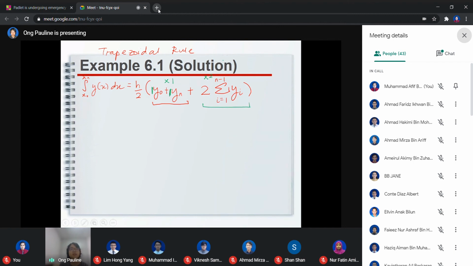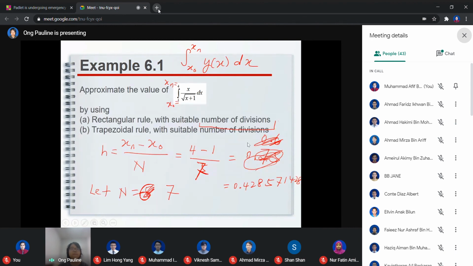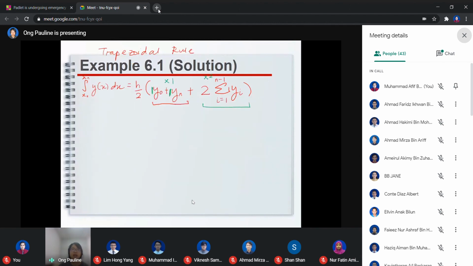Now the question says that we can use a suitable number of divisions. Previously we let n be 10, so now we can choose another value for n. Maybe I would like to let my n be 6, because the smaller n that I choose, the fewer calculations I need to perform. So I'm already getting lazy. I choose n to be 6 because I know that this is quite a smart choice.